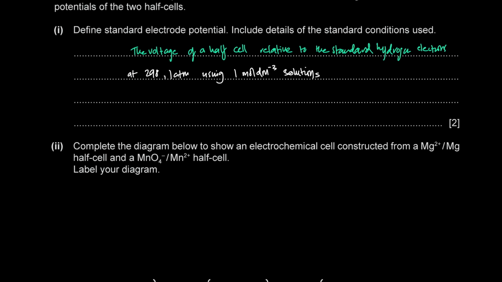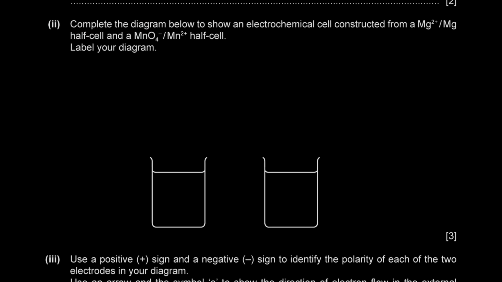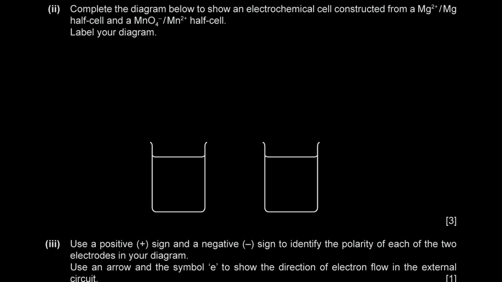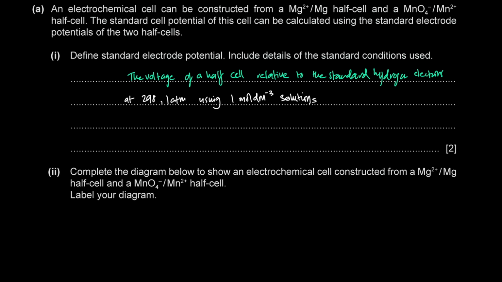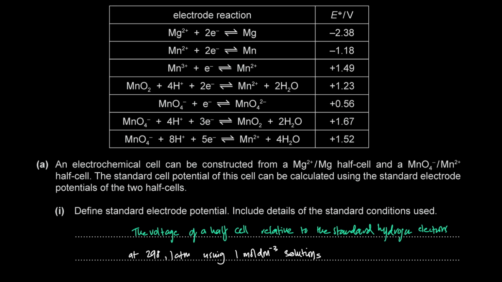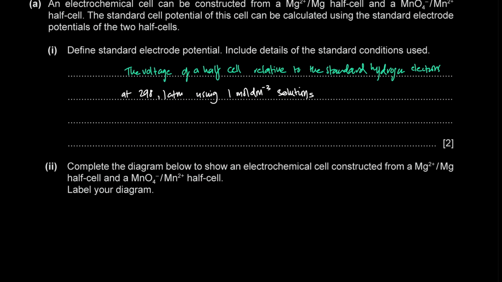Complete the diagram below to show an electrochemical cell constructed from an Mg2+|Mg half cell and a MnO4-|Mn2+ half cell. Label your diagram. So let's first look at the magnesium half cell. The first question is, what should the electrode be made of? Because we have a metal in this redox equilibrium, the electrode should be that metal itself. So we're going to use magnesium for our electrode.